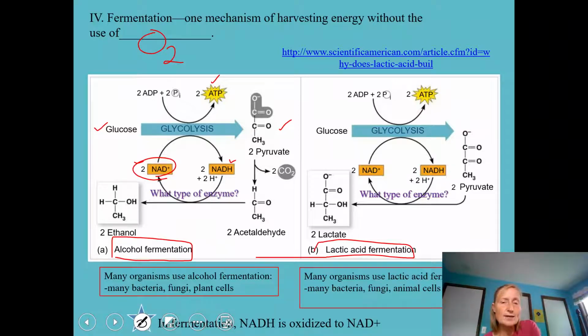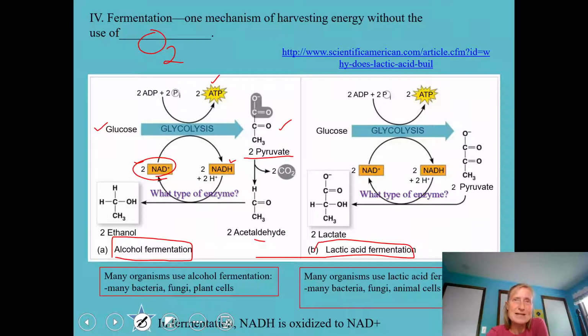Fermentation takes the products of glycolysis and uses them to regenerate NAD plus. In alcohol fermentation, the 2 pyruvate molecules first lose some carbon dioxide, and then the acetaldehyde molecule that's left over is reduced to ethanol, picking up electrons from NADH. Therefore, NAD plus is regenerated so that glycolysis can happen again.